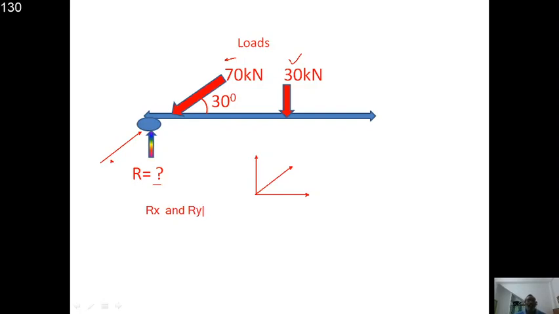By taking the resolution components, R cos theta and R sin theta, like that, 70 cos theta, 70 sin 30. We have to apply the sigma F of x and sigma F of y rules. Then you can obtain the solution for the hinge support reactions.